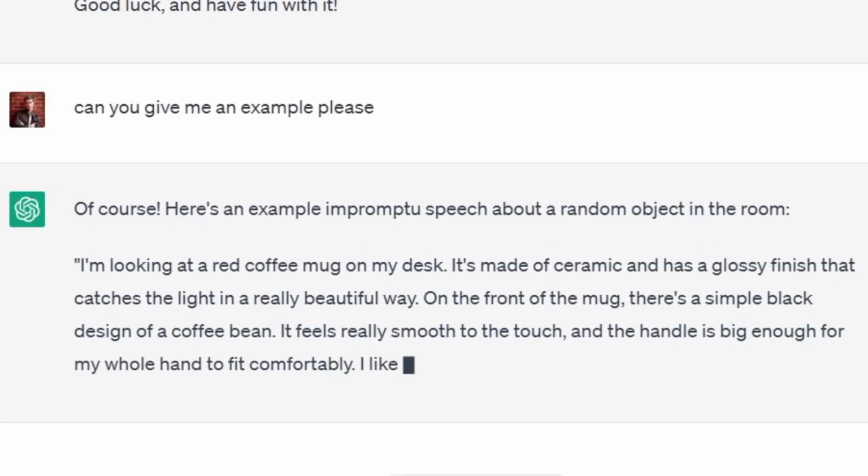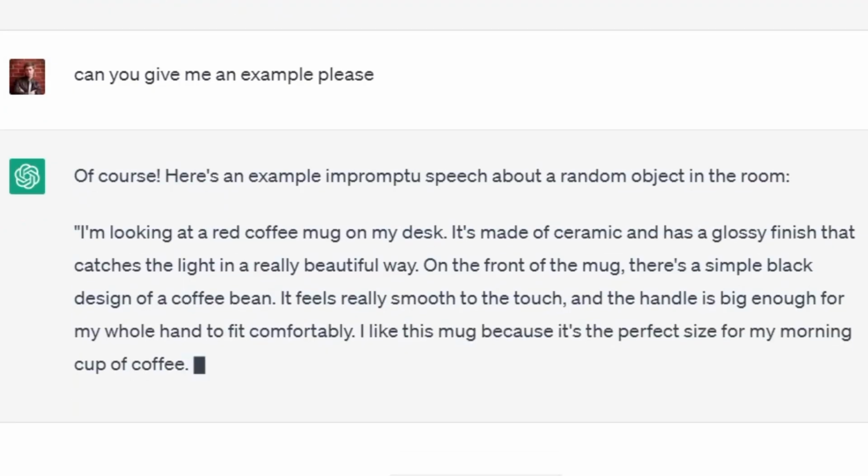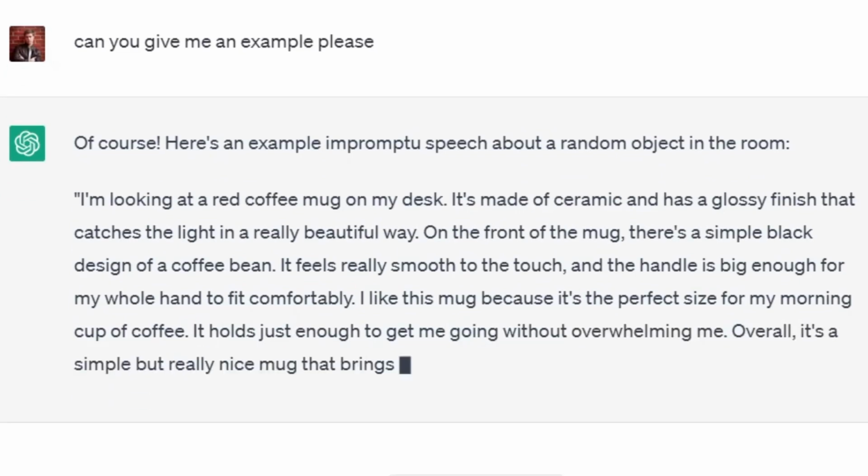Can you give me an example? Of course, here's an example of an impromptu speech. Impromptu meaning you didn't prepare for it, about a random object. I'm looking at a red coffee mug on my desk. It is made of ceramic and has a glossy finish that catches the light in a really beautiful way.